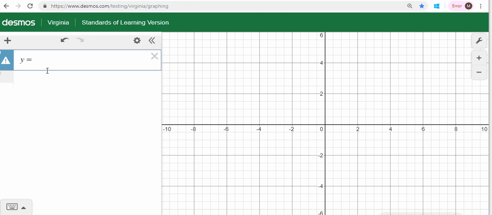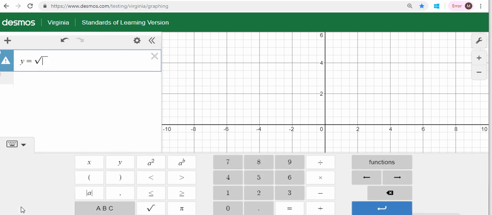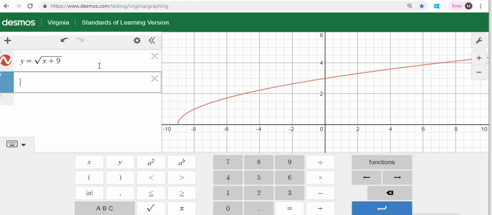So I need y equals the square root of x plus 9. To get that, I can either type SQRT and it'll pop up a square root, or I could have gone to the little keyboard down here at the bottom and just hit the square root button and it would pop up a square root also. I need to be sure when I type my x plus 9 that that whole thing stays underneath. Then, if I hit enter, it'll go to a second equation.